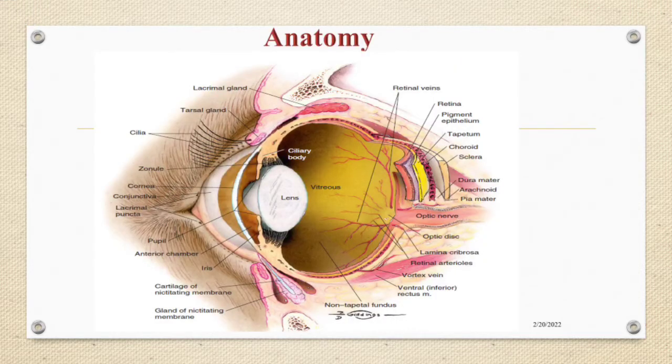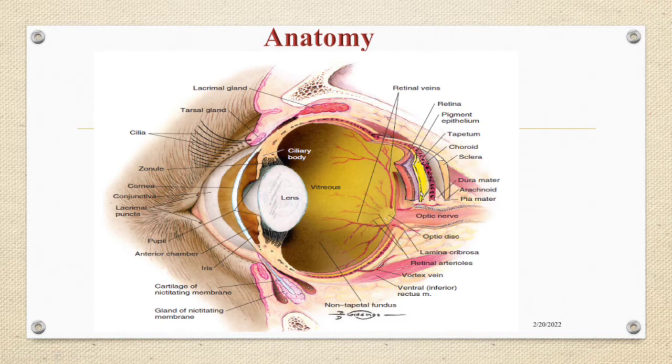Coming to the anatomy of the eye, you can see here the lens and the anterior chamber, this is the cornea, and this is the posterior chamber. This is the vitreous, and this is the optic nerve. Anatomically, there are fibrous tunics, vascular tunics, and nervous tunic. Fibrous tunics include the cornea and sclera, the vascular tunic includes the iris and ciliary body, and the nervous tunic includes the optic nerve.